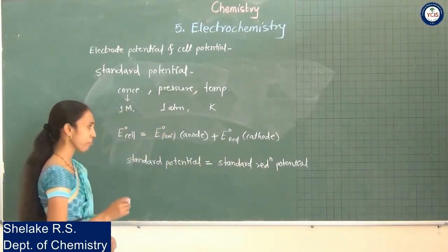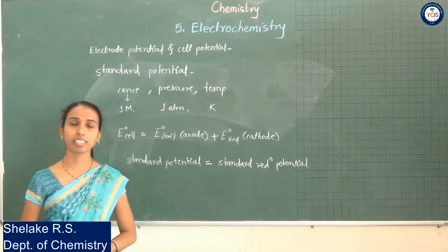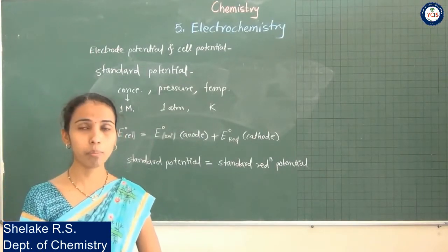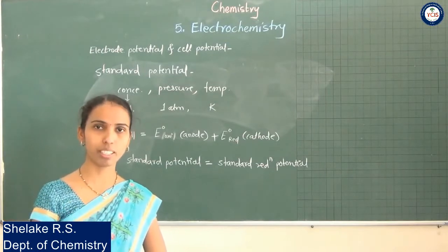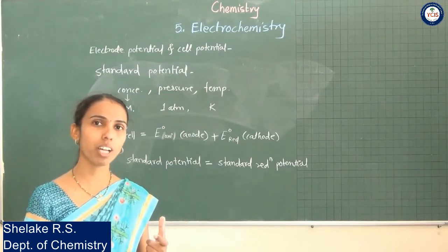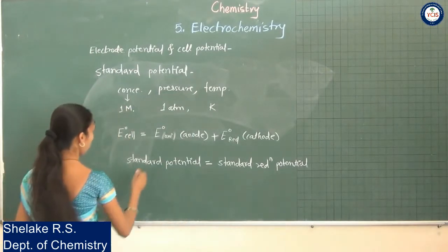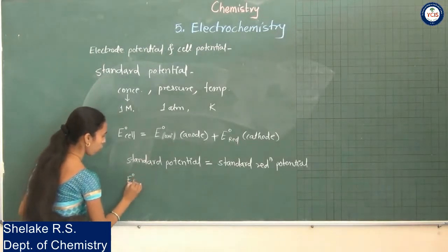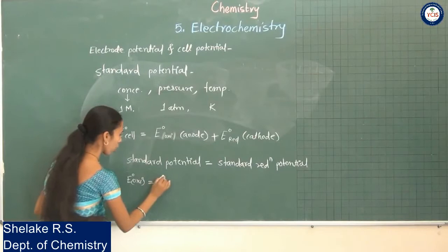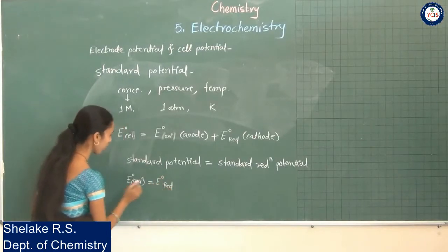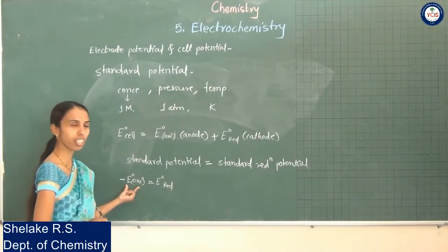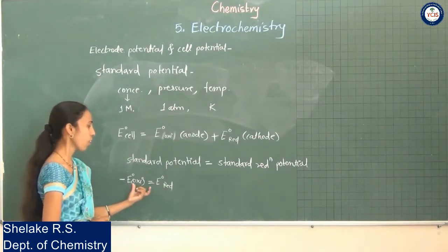Now actually the standard reduction potential and standard oxidation potential, both the values are numerically the same, only with the reverse of sign. That is, only the signs are different, the numerical value is the same. Means if you take E0 oxidation, it is equal to E0 reduction, only there is a difference of sign. If you have taken E reduction as positive, then E oxidation will be negative. Only the sign is reverse, values are same.